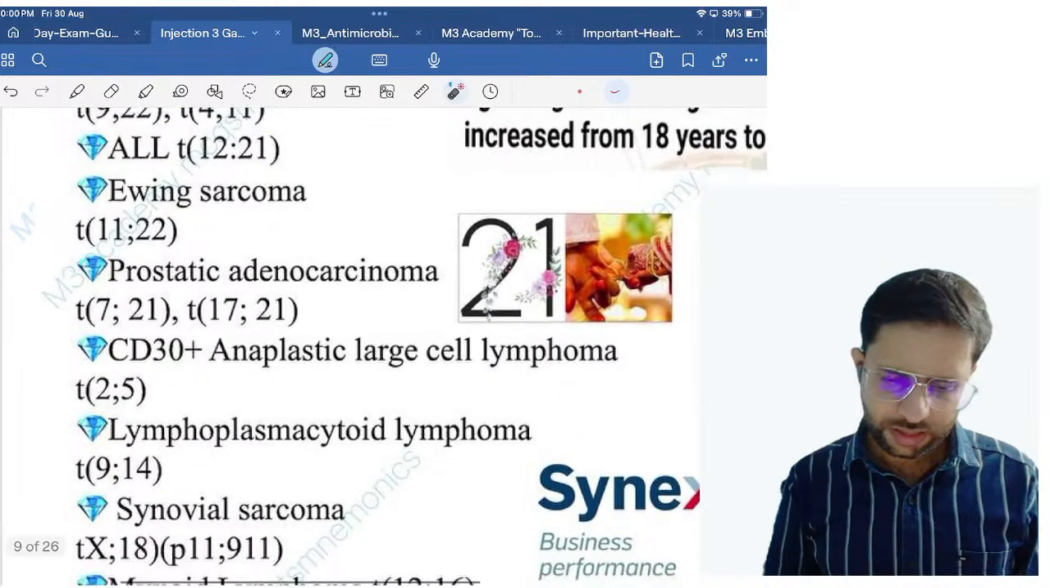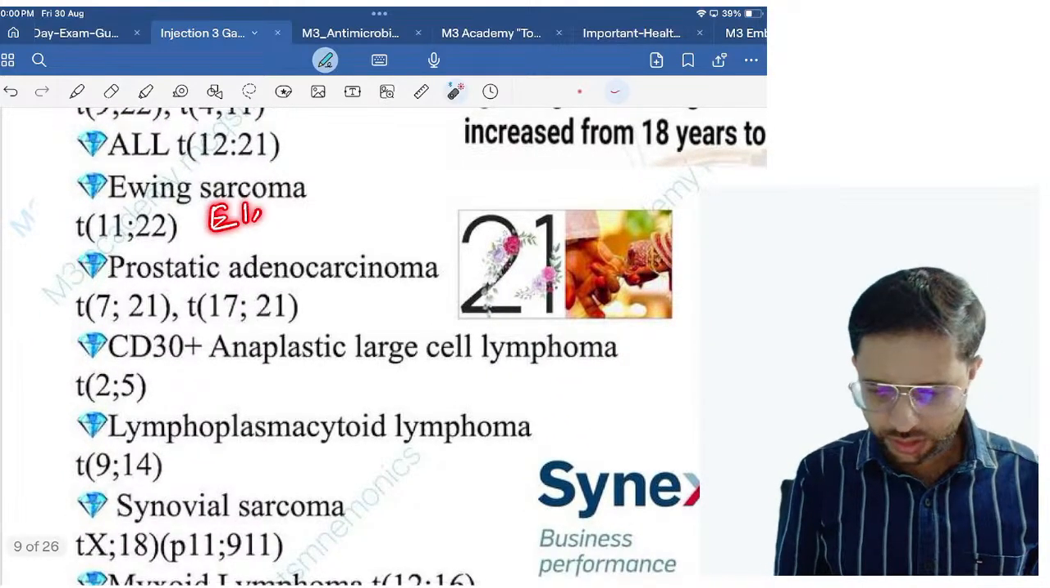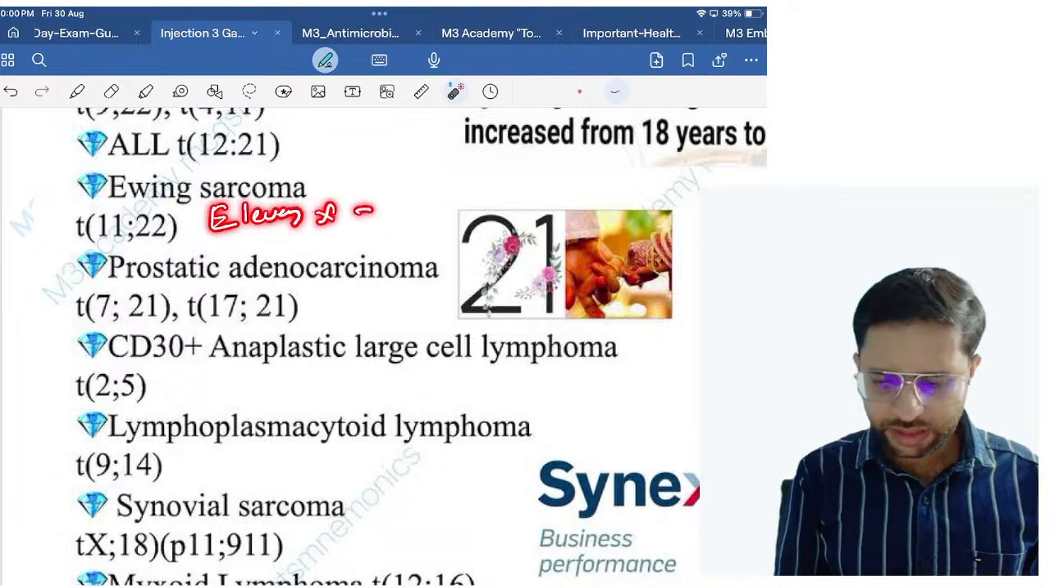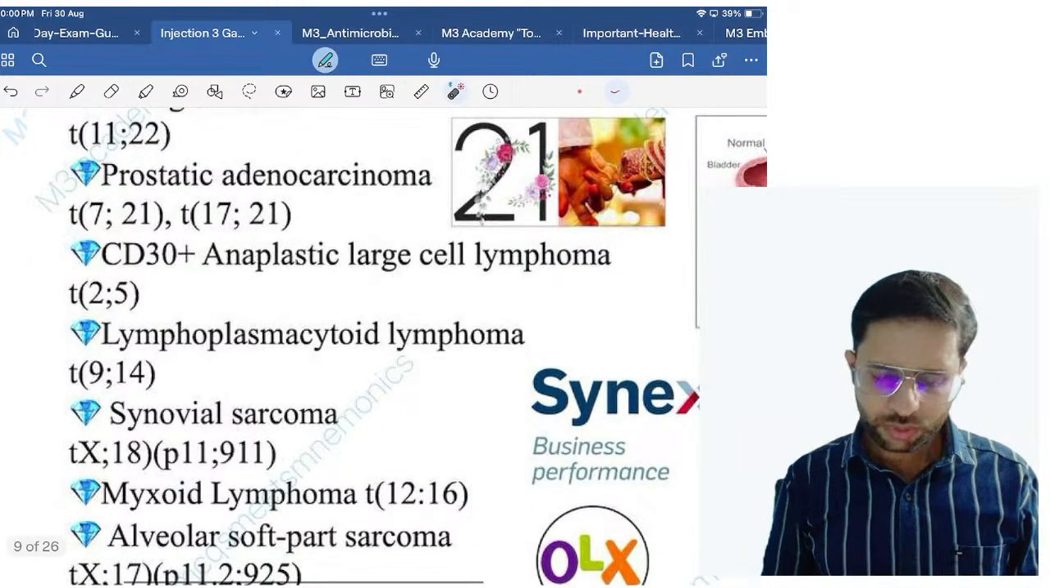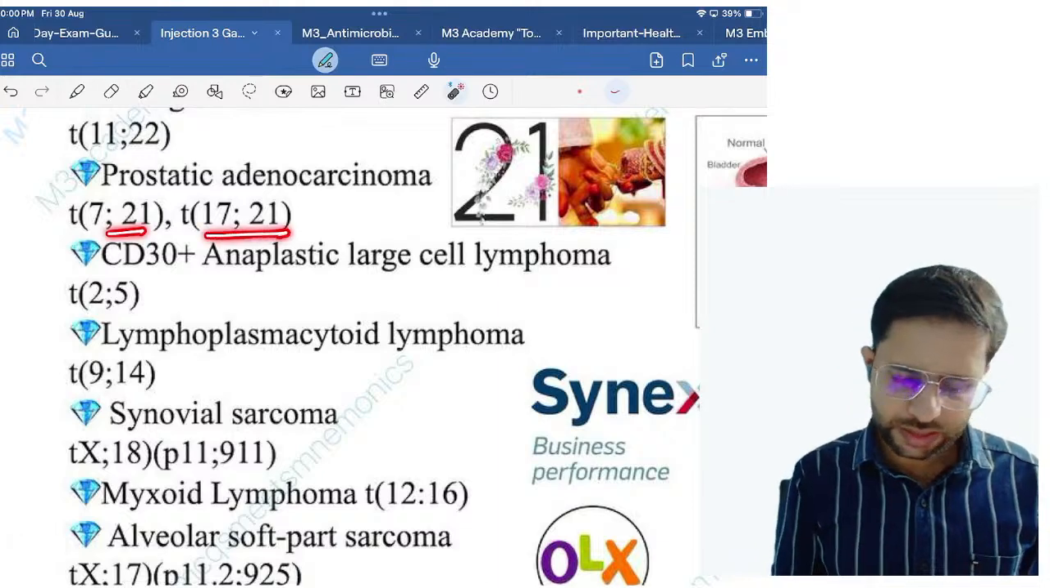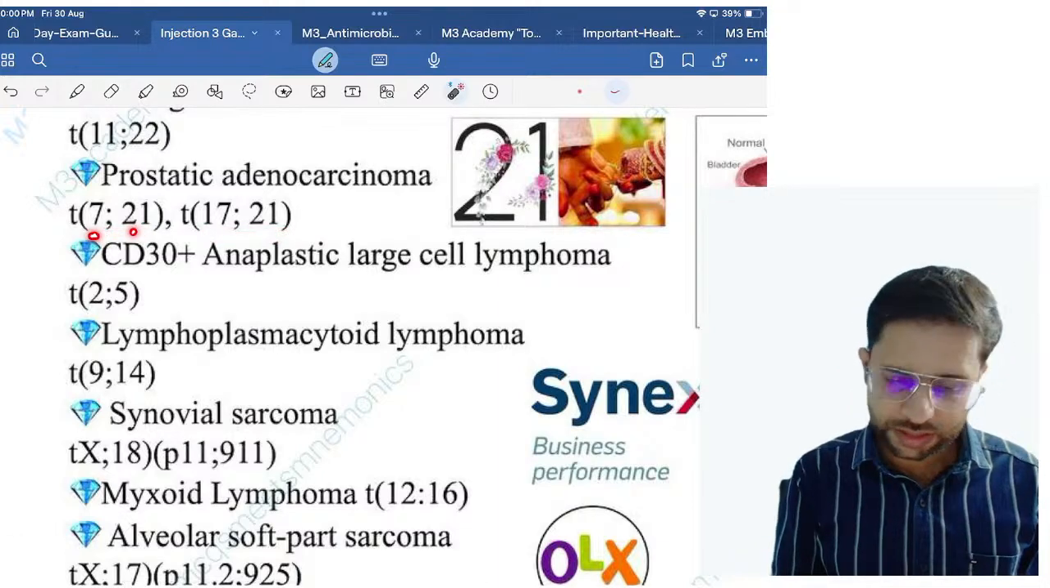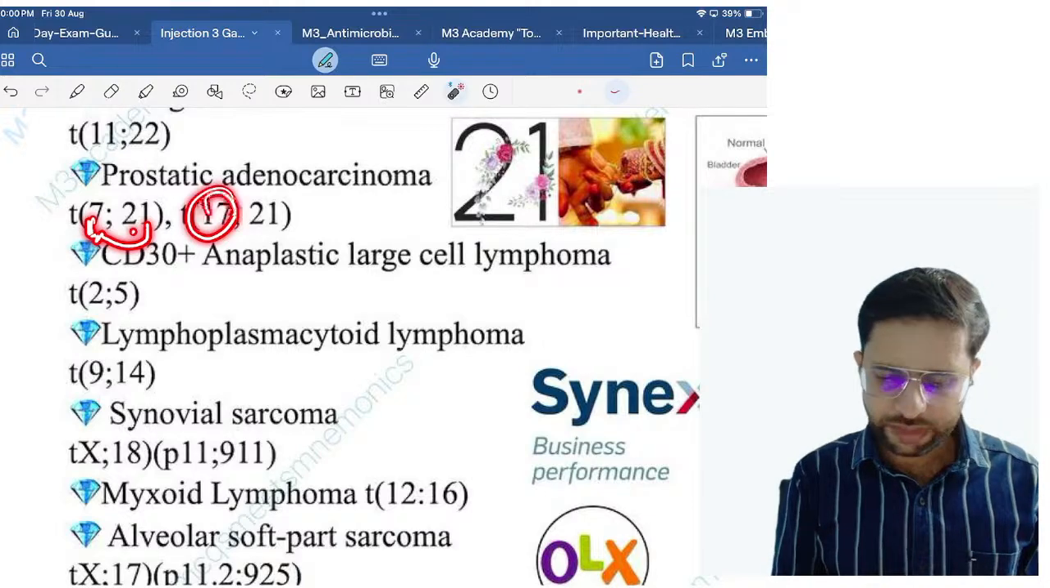Now Ewing sarcoma, Ewing E4 you can remember 11. Just double of 11 is 22, so 11:22. Prostatic adenocarcinoma is 721 and 1721. This is easy, 721 and just make this one in front of the 17, so 17 and 21.